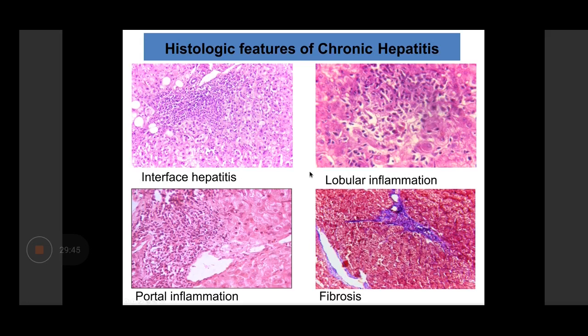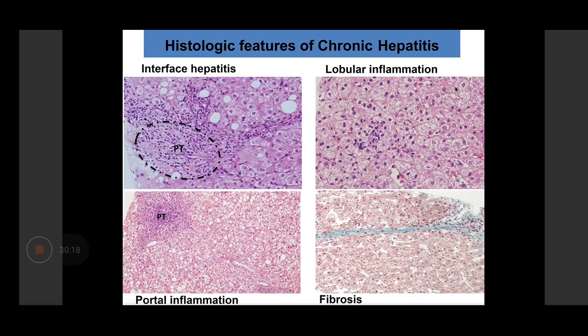One is interface hepatitis, two, lobular inflammation, three, portal inflammation, four, fibrosis. Lobular inflammation, as the name suggests, is inflammation in the lobular parenchyma, destroying some of the hepatocytes. It can also occur in the form of apoptosis and ballooning injury. Portal inflammation, as it indicates, is inflammation of the portal tract. Interface hepatitis is when the inflammation spills from the portal tract into the lobular parenchyma, and fibrosis.